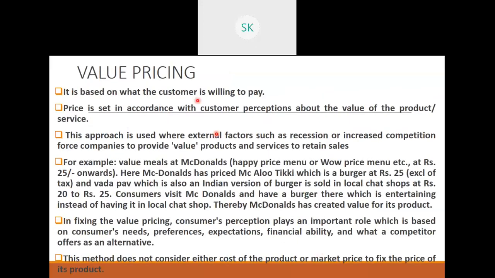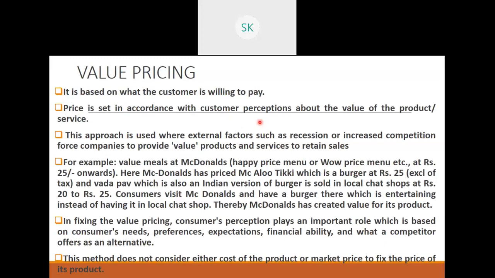Next is value pricing. Now we understood how the price is very sensitive to the demand variations. Now let's understand the next concept of value pricing. It's based on what the customer is willing to pay. If the customer thinks, yes, this product is worth buying, whatever amount I've given for that product is worth it from my side, then that is called value pricing. Price is set in accordance with customer perceptions, that is, how you perceive the product.